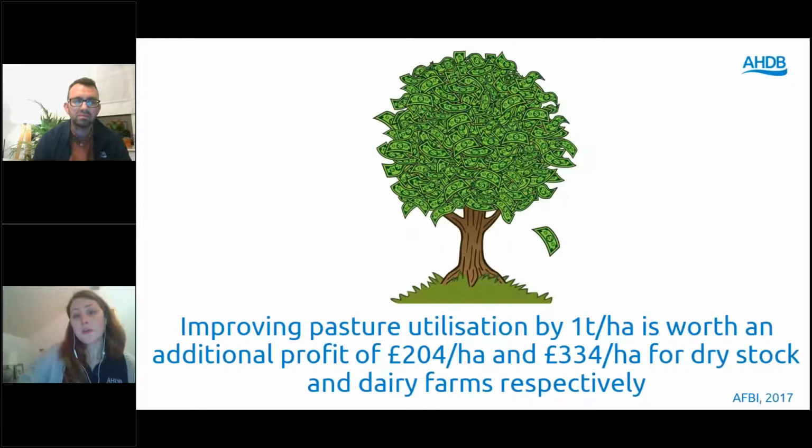While we also improve grass growth and grass quality by improving our management of nutrients, there is a follow-on effect of pasture utilisation improvements. And what I mean by pasture utilisation is how much of that grass the animal eats and then converts into milk or meat. And if we can improve pasture utilisation by 1 tonne per hectare, this is worth an additional profit of £204 a hectare for a beef and sheep farm and £334 per hectare for a dairy farm.